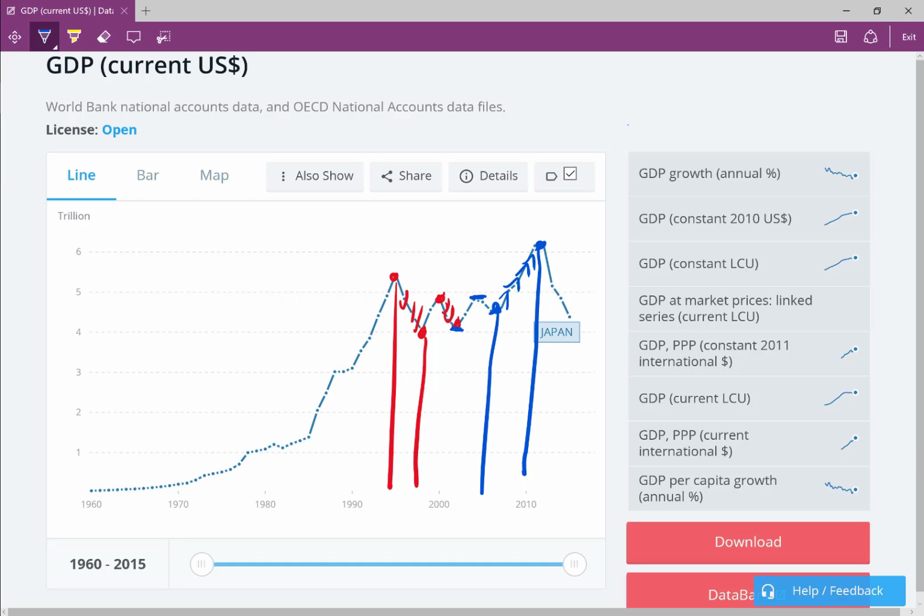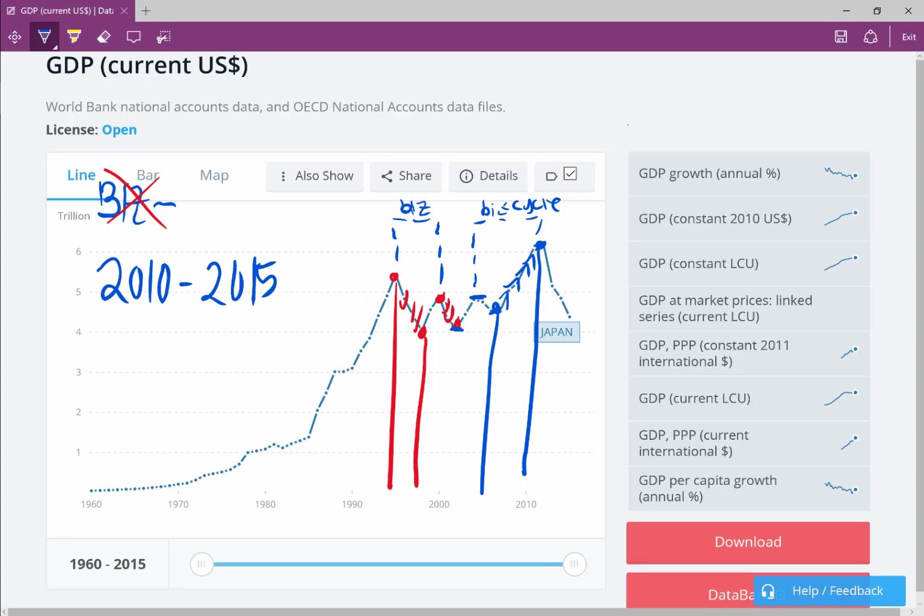We also said that from peak to peak is a business cycle. So we have a peak here. This is a business cycle. And here's another business cycle. State a time period. So from 2010 to 2015, you could say, and we'll look here, this is 2010, and 2015 is over here. You would say that GDP decreased.